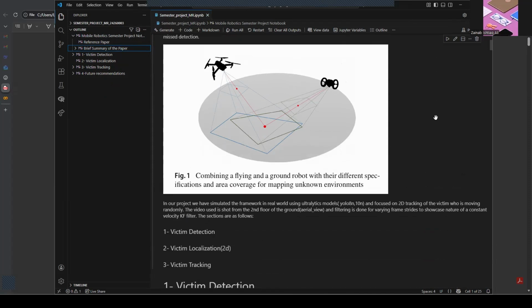So once again, our project is divided into three different parts. The first is victim detection via YOLO, in which we'll get 17 landmarks. Then we have victim localization, which will convert our pixel coordinates of the victim into real world coordinates. And then finally, we have victim tracking, which uses the Kalman filter to track where the person or the victim being tracked might go to.